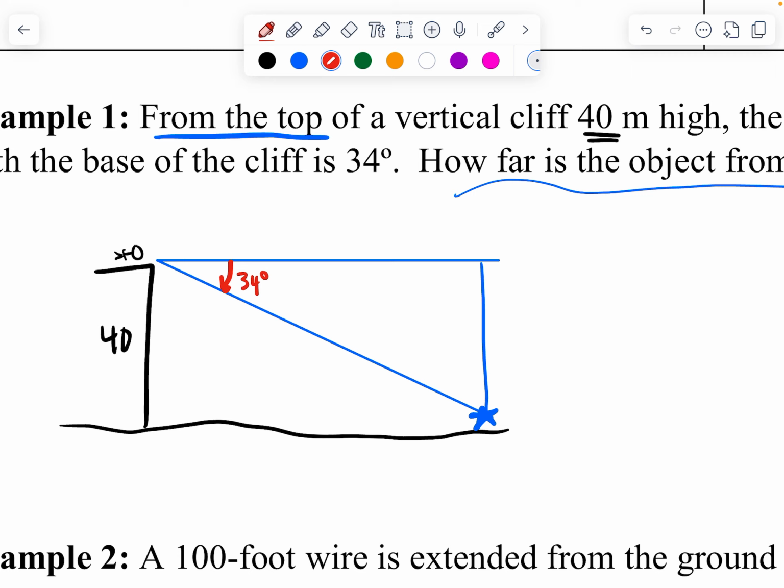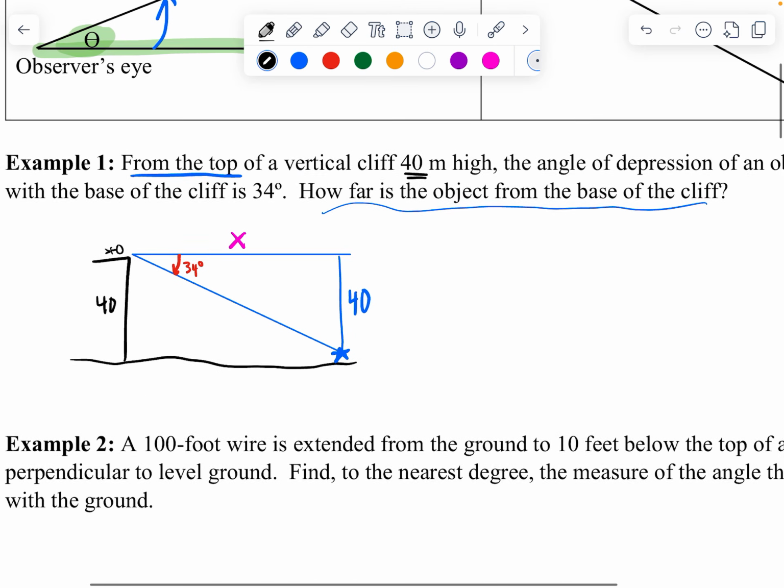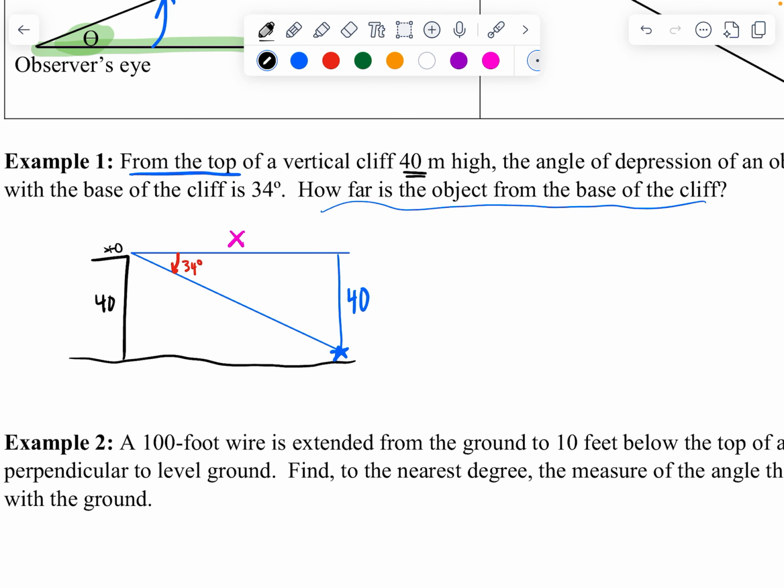Then we just have to fill in what we know about that triangle. This leg of your triangle is the exact same as the cliff, so that's 40. My goal is to figure out how far the object is from the base of the cliff. Base of the cliff implies the bottom of the cliff. So I want to know from the bottom of the cliff to the object, or in other words, the distance of the side adjacent to my angle of 34 degrees. There's your setup. You have the adjacent, you have the opposite, and you have an angle. That's going to be using the tangent function.